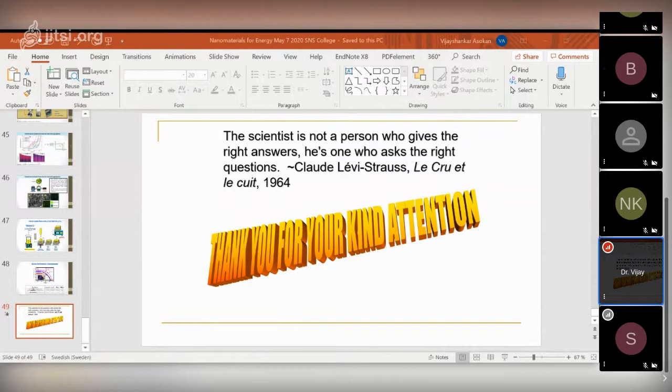Hello, can you hear me, sir? Yeah. Sir, on behalf of the audience, I'm asking you the questions. Dr. Selvaraj Narayanan has asked a question: why is preparing carbon nanotubes not so easy? Why are carbon nanotubes so easy? Is it? Why? Yes, sir.